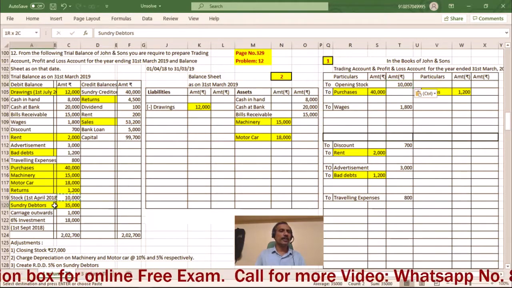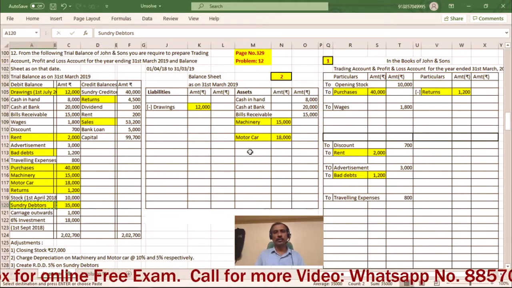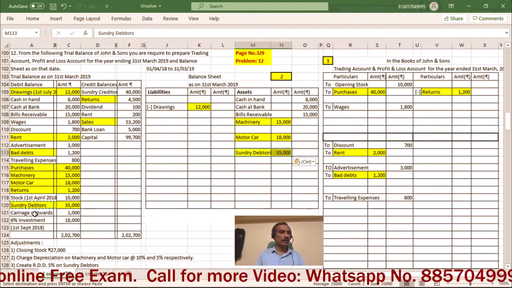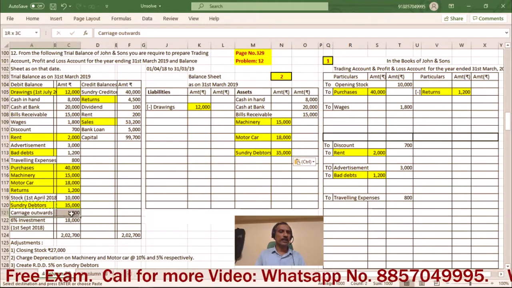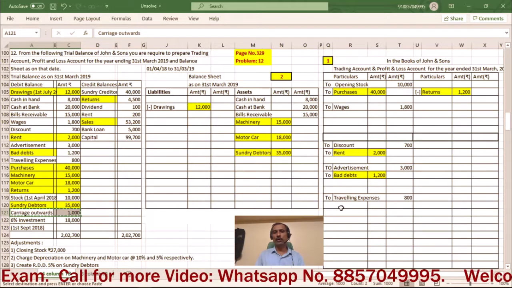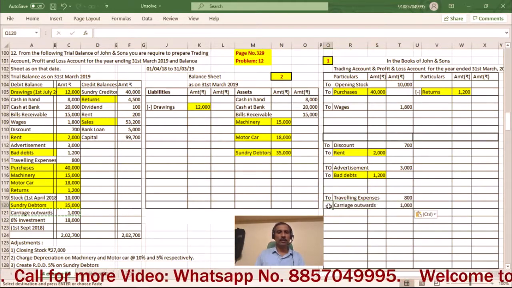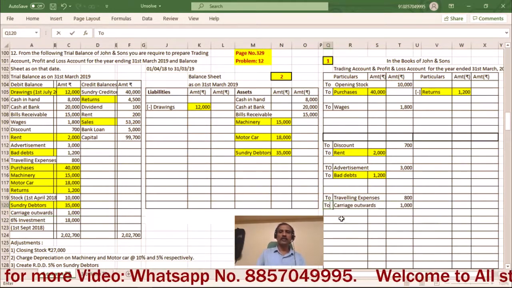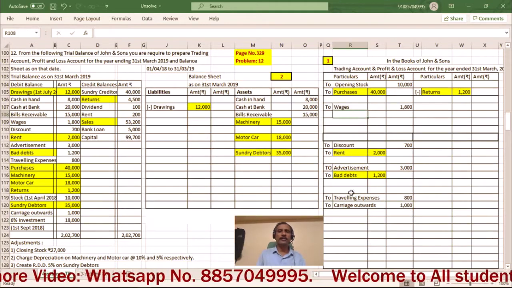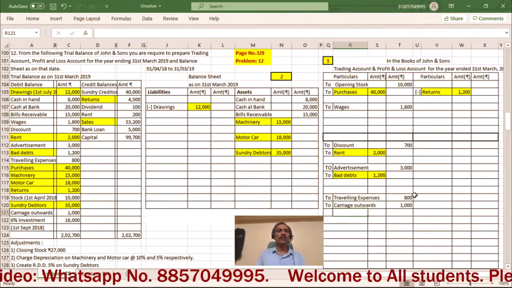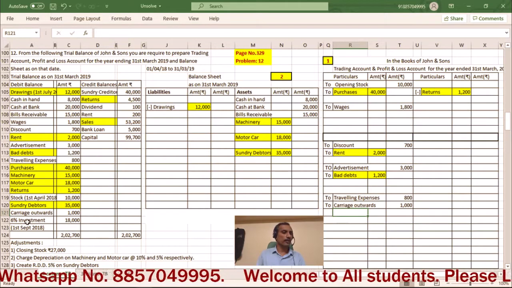Sundry debtors, there is an adjustment, so show this balance in the inner column. Then carriage outward, this is our indirect expense, we have to show it on the debit side of the profit and loss account. Carriage inward we have to show on the debit side of the trading account, whereas carriage outward we have to show on the debit side of the profit and loss account.